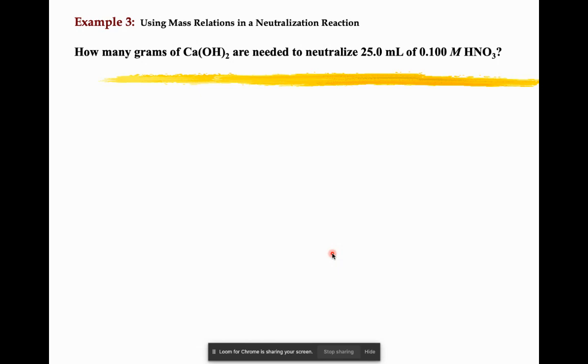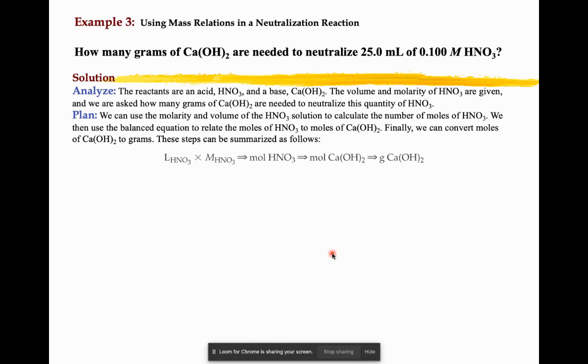Now, this is our last example, example number 3, using mass relations in a neutralization reaction. So we got this from the Brown textbook, and it asks: how many grams of calcium hydroxide are needed to neutralize 25 ml of 0.100 molar HNO3? All right. So if we are going to analyze, we have here a step-by-step procedure also obtained from the textbook, and you may refer to this if you are that kind of learner.